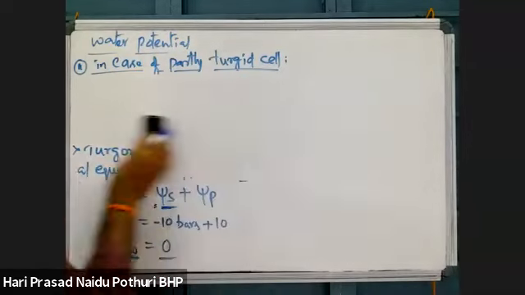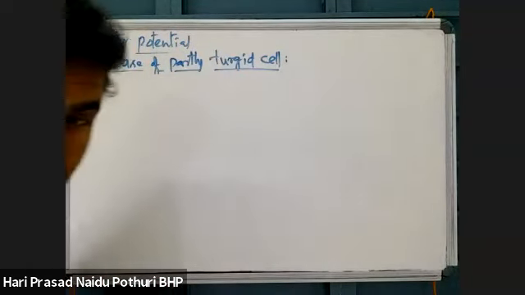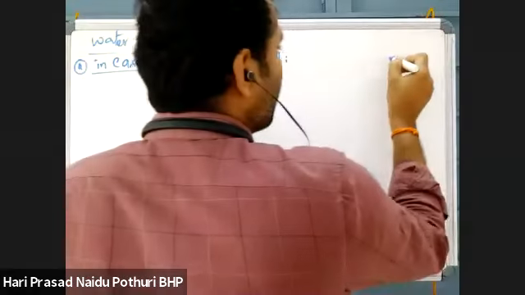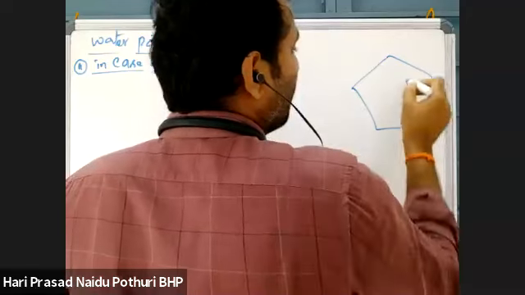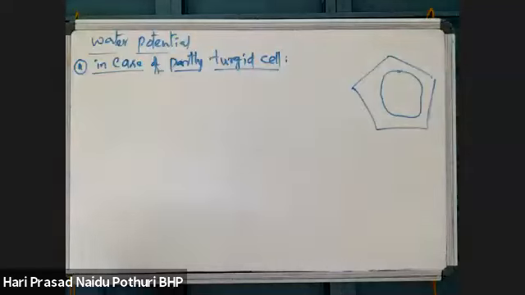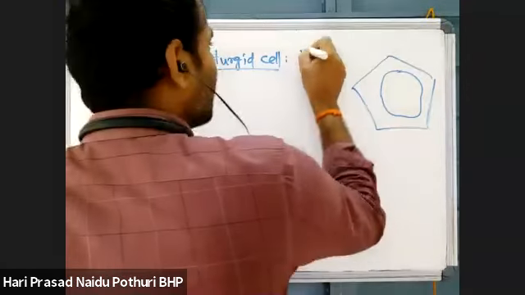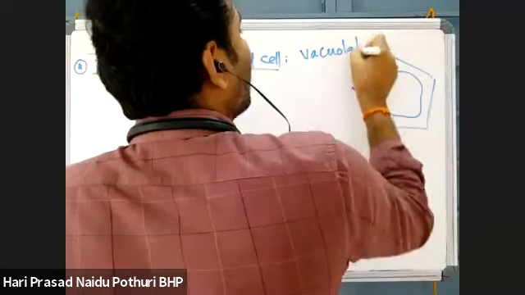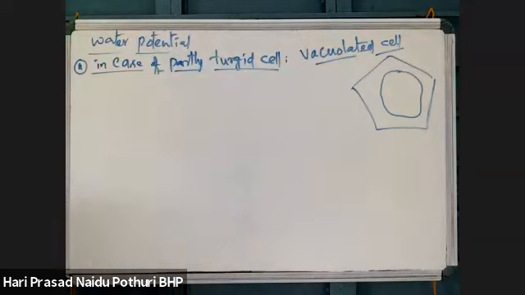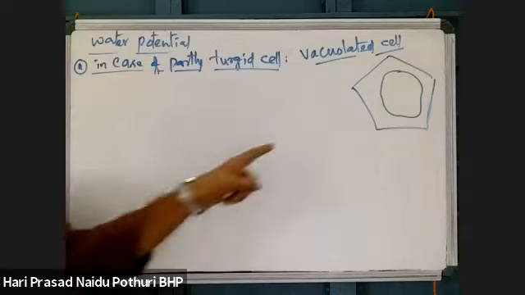Partly turgid cell means, what is partly turgid? Water is not entering fully. Cell is there, this is a cell, but water is entering, but protoplasm is somewhat shrinking. Water is not present fully, that means partially turgid. This is also called a vacuolated cell.